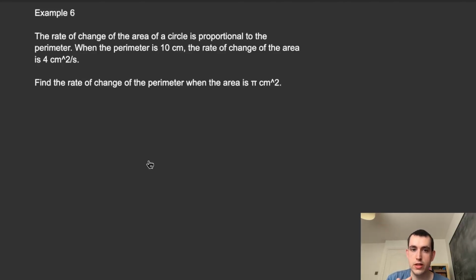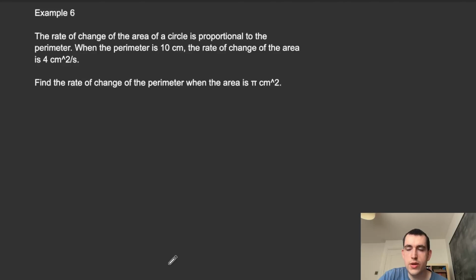This question says that the rate of change of the area of a circle is proportional to the perimeter. This time we're told that the perimeter is 10 and the rate of change is 4. So only when the perimeter is 10 is the rate of change 4. When the perimeter is bigger, the rate of change might be bigger. When the perimeter is smaller, the rate of change will be smaller. What we're looking for is the rate of change of the perimeter, specifically when the area is pi, i.e. when the radius is 1.